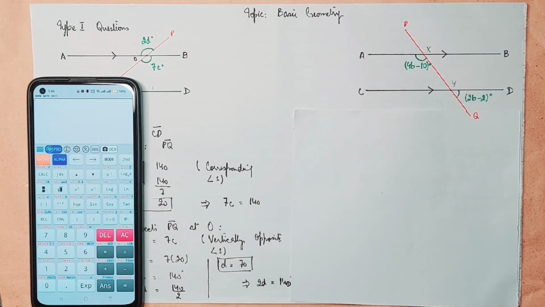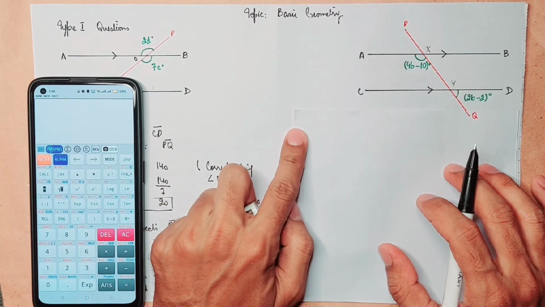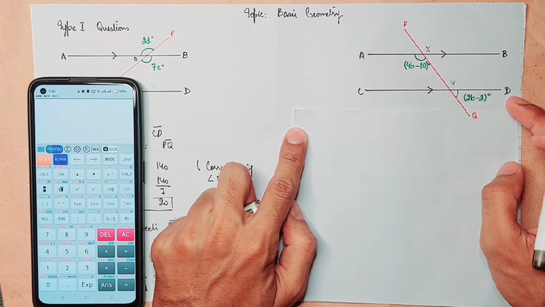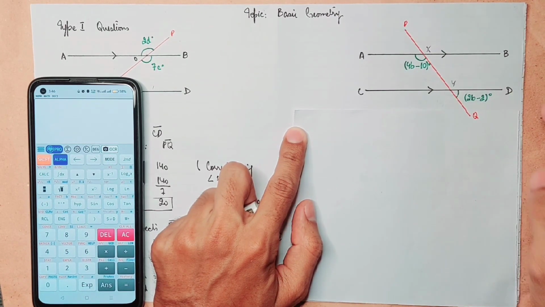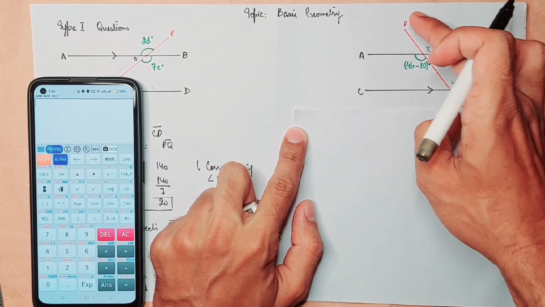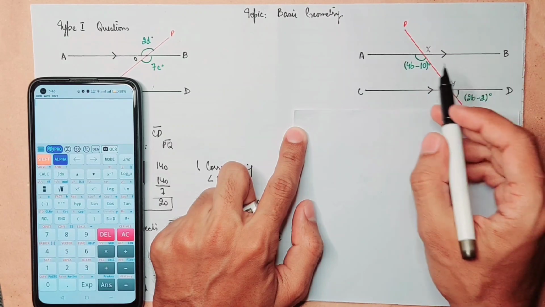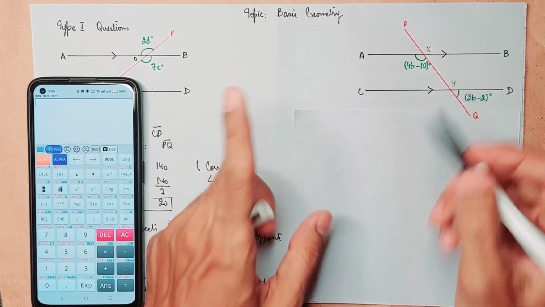Now students, let us initiate with the second question. Here in this question, we are again provided with a pair of parallel lines where AB is parallel to CD, and a transversal intersects this pair of parallel lines at points X and Y respectively, with P and Q on the transversal.